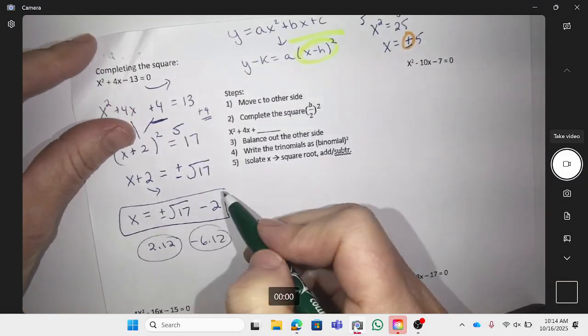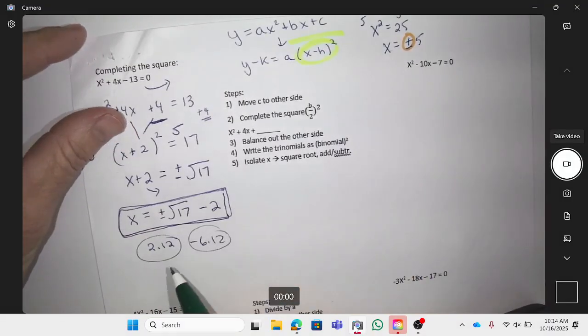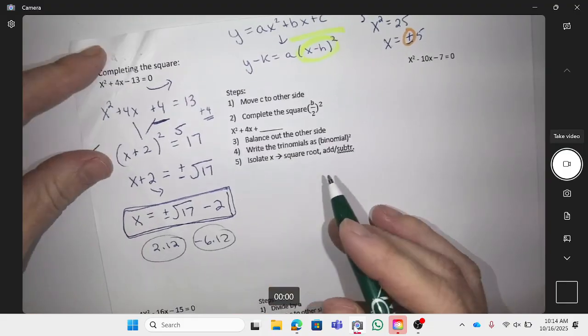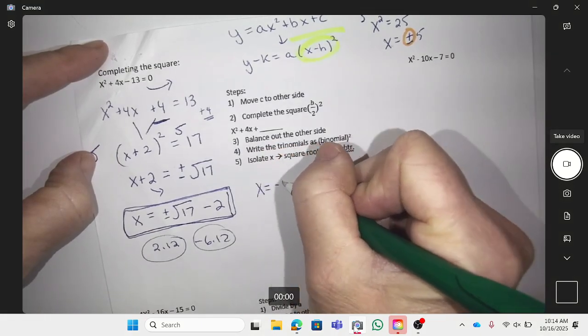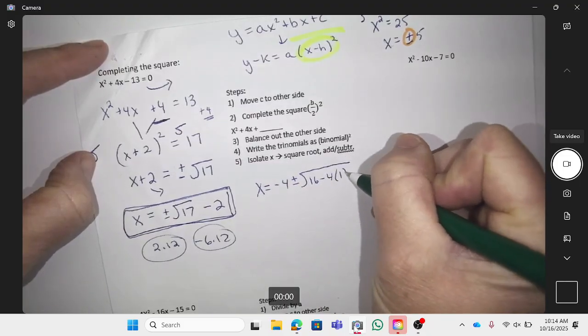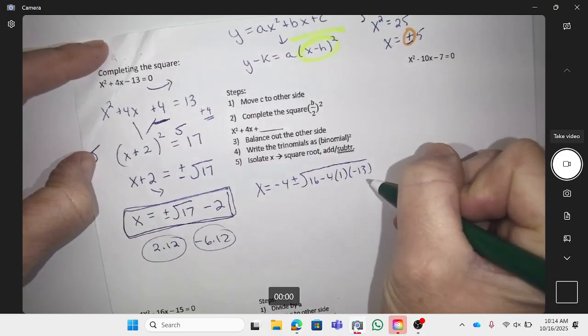Okay, but I do want you to leave it in this form. Okay, but this is, if I did it in the quadratic formula, that's what I should be getting, right? You don't write this down, but here's me checking.